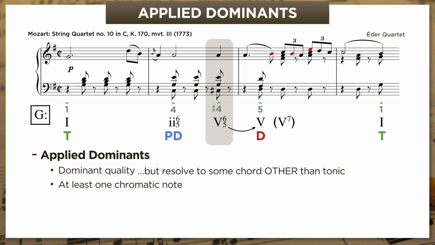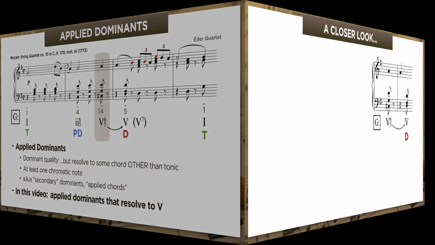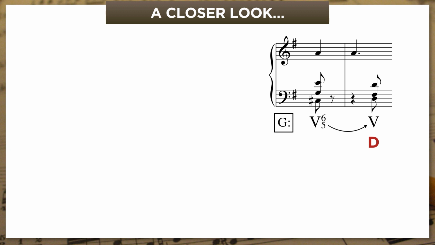Now, I should mention that applied dominants go by several different names. Some people call them secondary dominants, other people just call them applied chords. I do that a lot, but those terms all mean exactly the same thing. And in this video, we're going to focus on applied dominants that resolve to V. But before we hear more music, I want to nail down 3 important things about this chord with C sharp in the bass. This V6/5 of V.